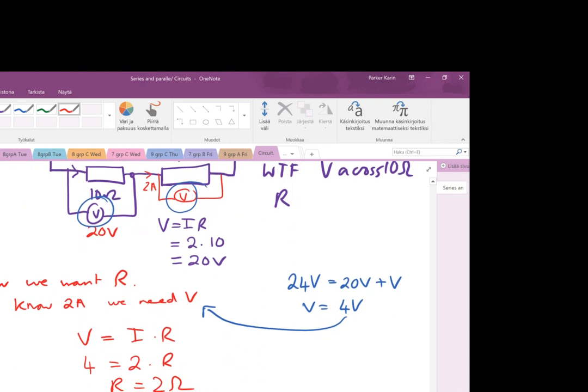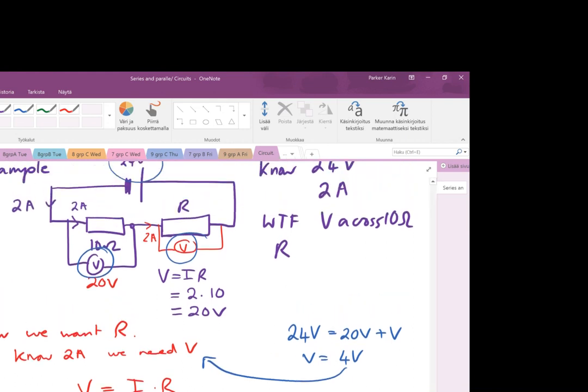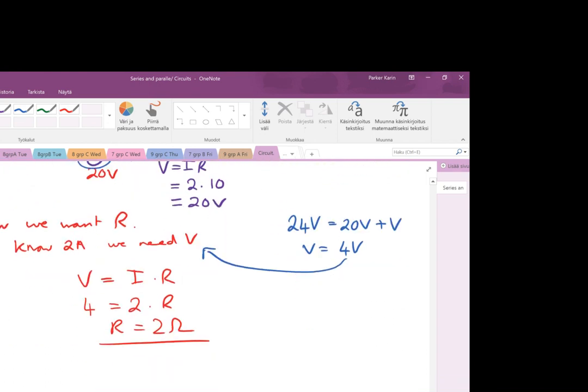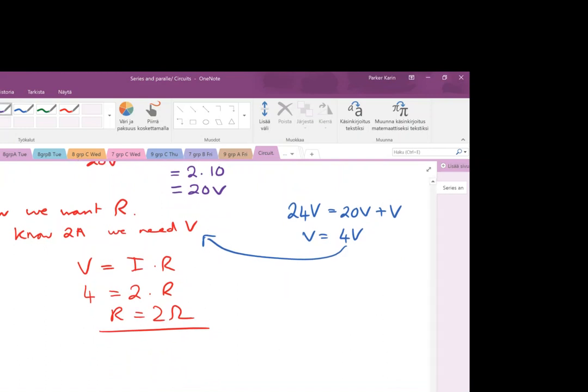Okay, you can do that another way by working out the total resistance of the circuit by saying 10 plus R times 2 gives you 24. You can do it either way. Check it and see if you want to. I think this way I've done is a little bit more straightforward.